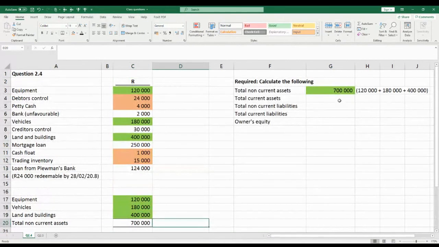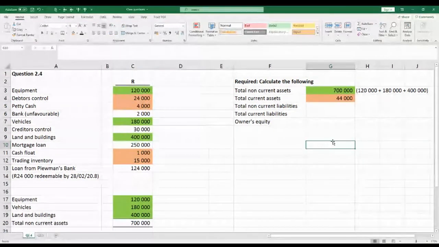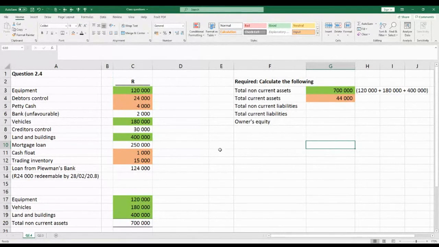Alternatively, you could have done it in brackets. I've just put the different components here, which is similar to the brackets. So you can do either of the two to get to the amount. Okay, so now we've done your non-current assets and your current assets. So you can tell me which ones are non-current liabilities.